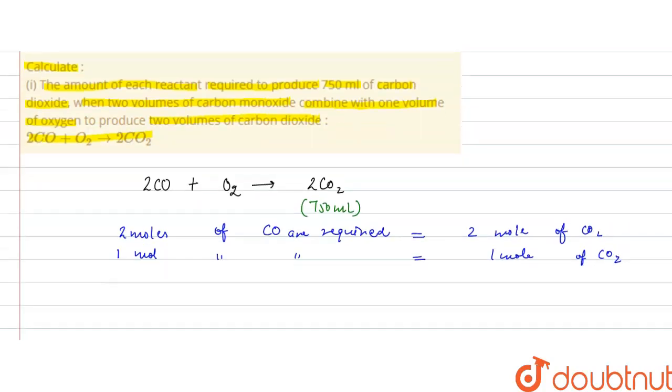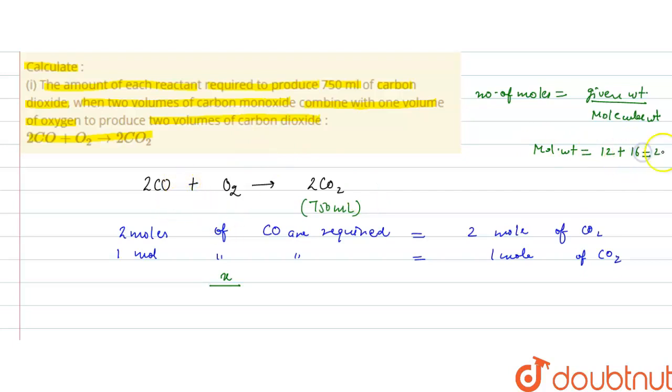Now the number of moles is calculated as number of moles is equal to given weight of the substance upon its molecular weight. Now we have to calculate the weight of carbon monoxide, so we will let it be x grams for 1 mole of carbon monoxide divided by its molecular weight. So the molecular weight of carbon monoxide will be the atomic weight of carbon, that is 12, plus the atomic weight of oxygen, that is 16. So it will be 28 grams. So x by 28 will be equal to 1 mole of carbon dioxide.